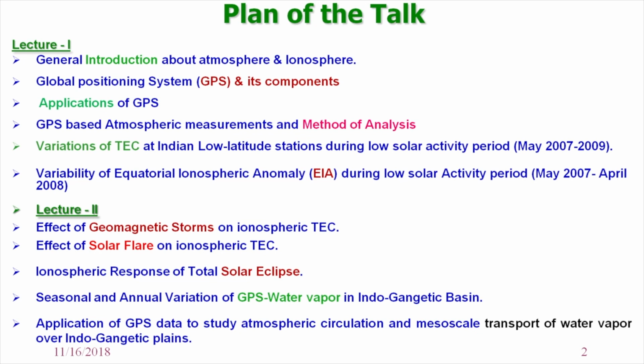We are living in a low latitude region. So, I will discuss results mainly focused on low latitude stations, and I will also try to discuss the variability of the equatorial ionospheric anomaly, that is the EIA, during the low solar activity period.